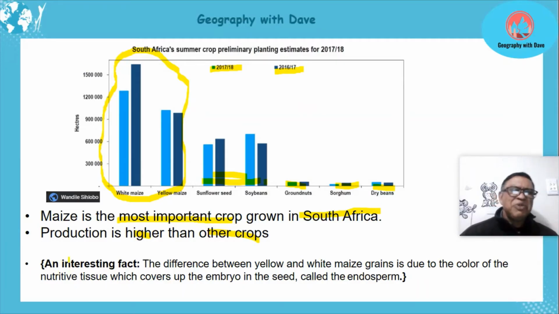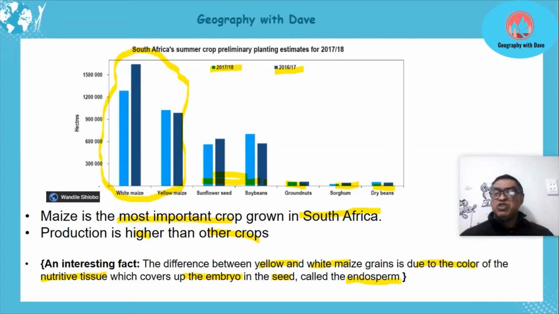But I thought you need to know because we come up with this word white maize and yellow maize. So just as a point of interest, the difference between yellow and white, you would have guessed it, is due to the color of the nutritive tissue, which covers up the embryo. I've learned about the embryo in the bean also, or in the maize rather, in the seed called endosperm. Interesting, eh? But anyway, that's not part of your curriculum.